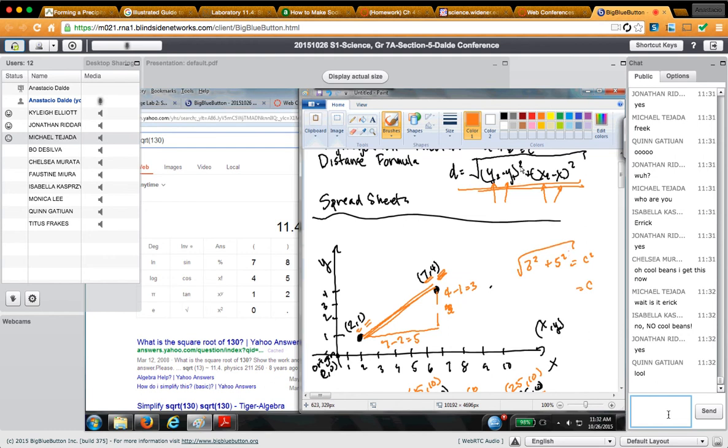Well, that's where those squares come in. And that's where that giant square root comes in as well. You took your y2 minus y1, you square it. You took your x2 minus x1, you square that answer. Then you take the square root of the whole thing.